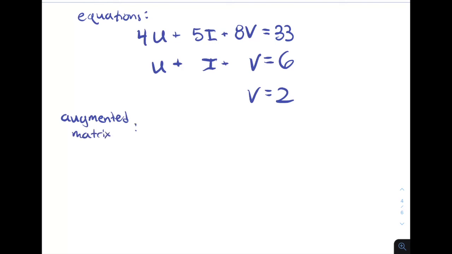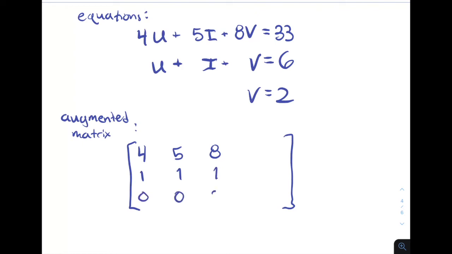Here is our augmented matrix. First, we can start with the coefficients. 4, 5, 8, 1, 1, 1, 0, 0, 1. And our augmented column, what the right-hand side equals: 33, 6, and 2.